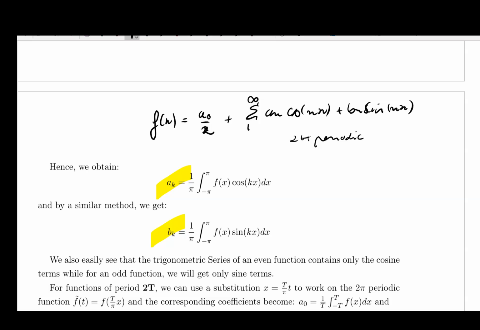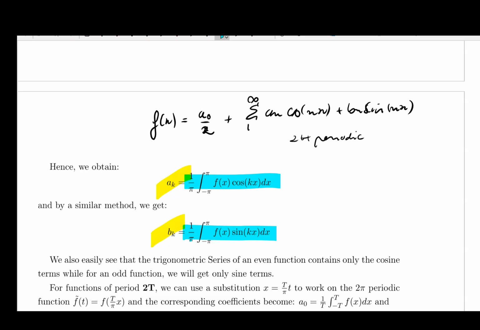We found that the coefficients would be given by those formulas for the an. You just integrate your function against cosine kx, multiply the result by 1 over pi, with the integration over a period of length 2 pi, and that gives you the coefficient ak. And very similar for the bk, where you integrate against a sine.